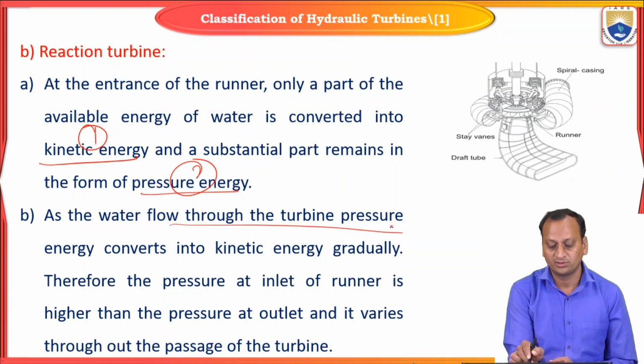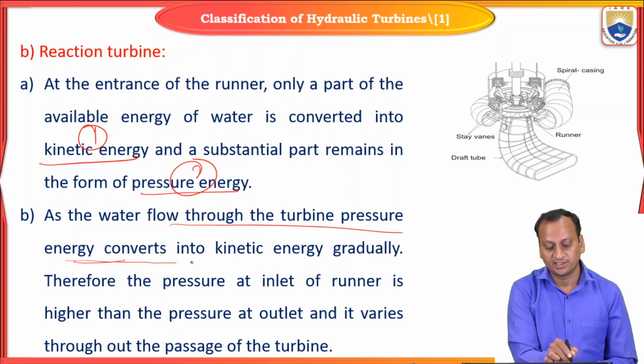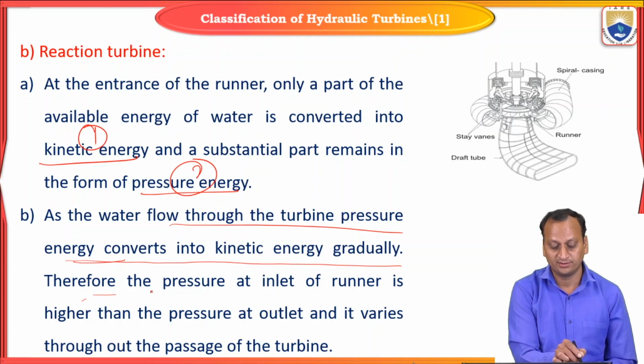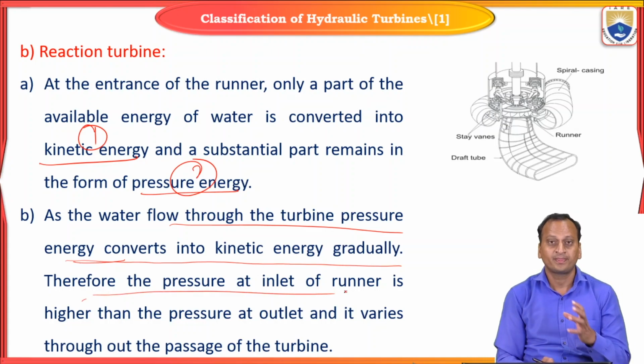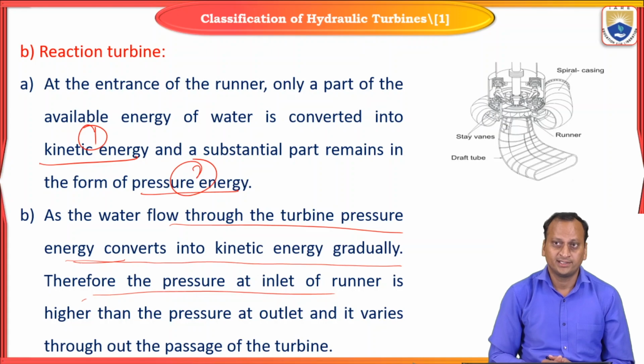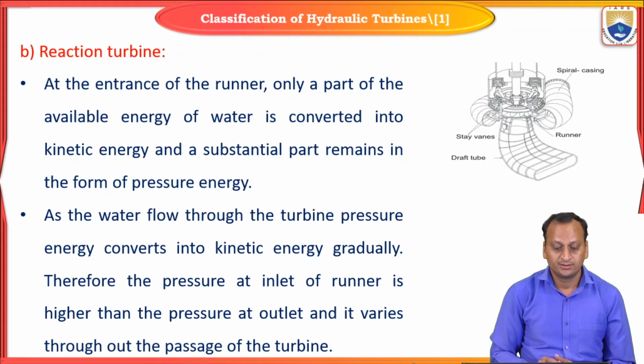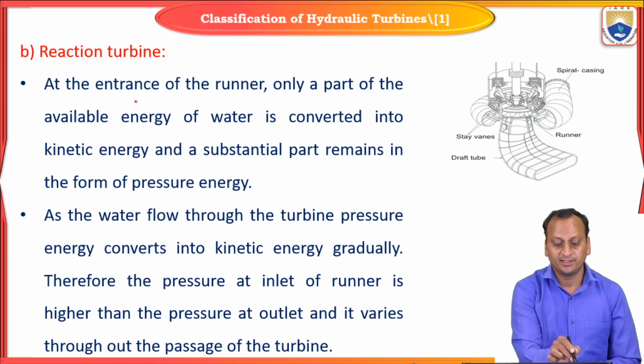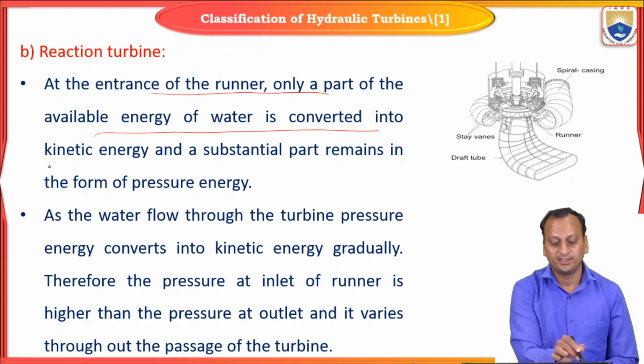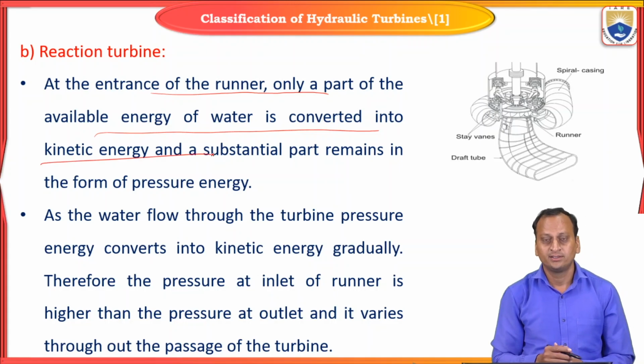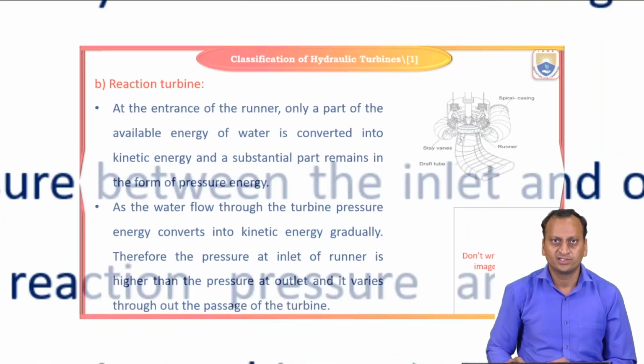As the water flows through the turbine, pressure energy converts into kinetic energy gradually. So we have to utilize a scroll casing of gradually decreasing diameter, so that both energies are available before hitting the turbine. So in the reaction turbine, at the entrance of the runner, only part of the available energy will be converted into kinetic energy. The remaining, we have seen previously.